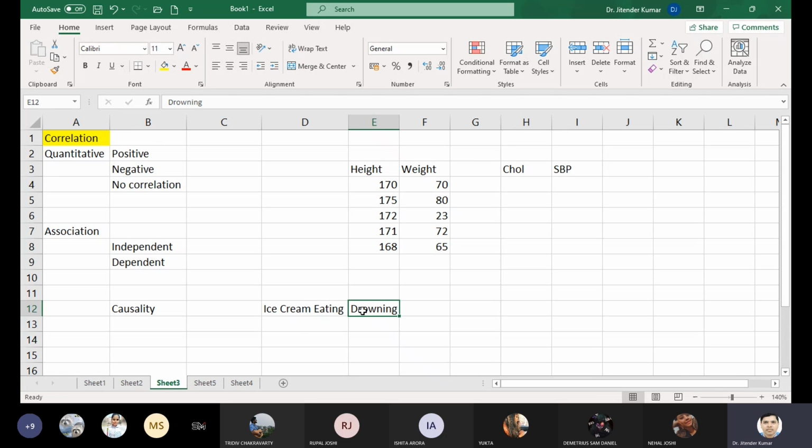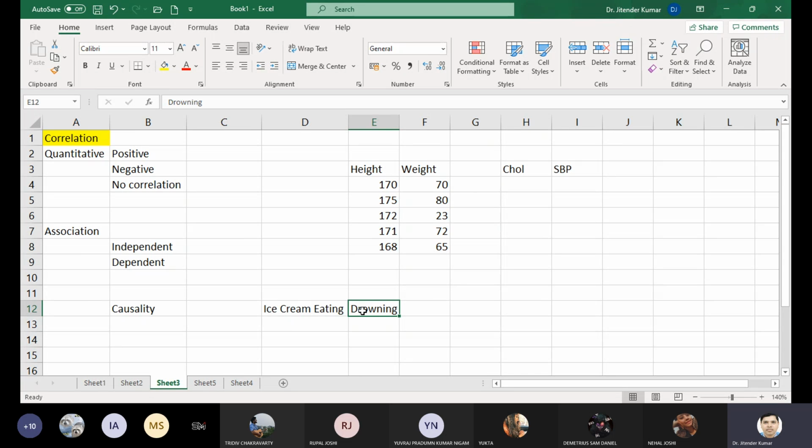Is it possible? Yes, sir. How? Only if the ice creams which are being manufactured have been contaminated with some microbes. No, there is no contamination. There is absolutely no contamination. Then it's no, sir, it's not possible. But still you may see the correlation.